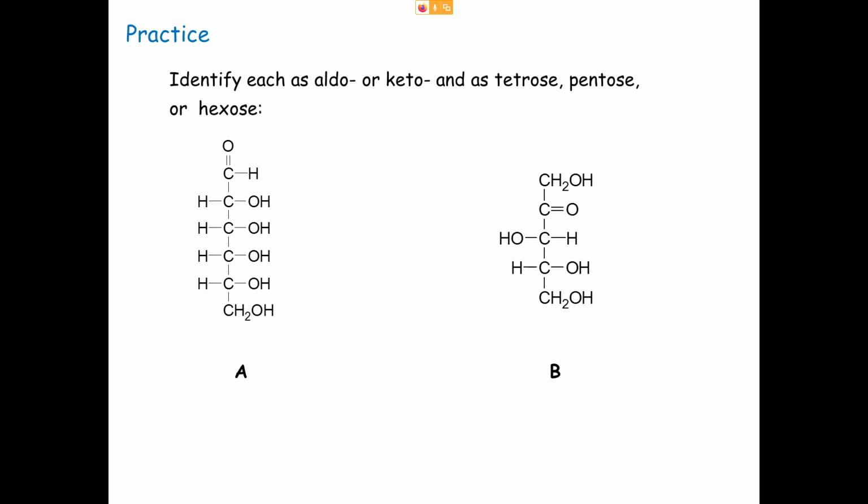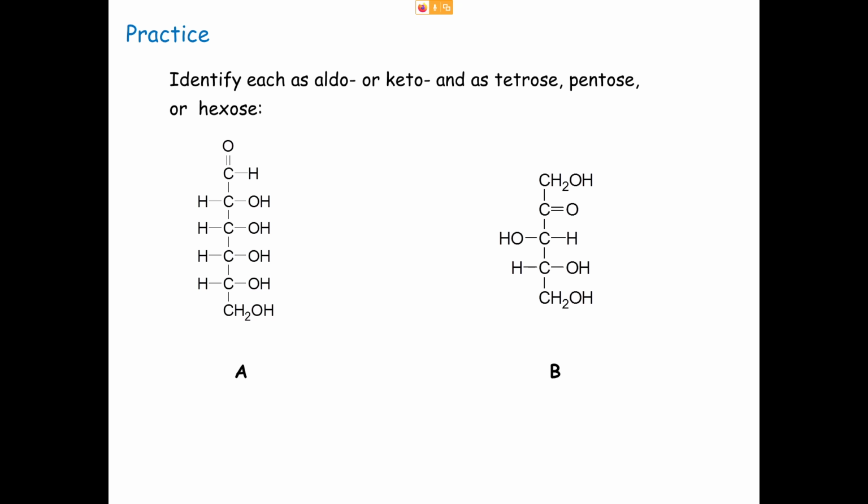Okay, so let's practice on 2 of these. The one on the left, first thing we want to do is identify is it an aldehyde or a ketone at the end, and count how many carbons it has. So the one on the left, what would you call it, the total name? Hexose? Okay, so it has 6 carbons, I agree. What else do you need to know? Aldohexose? It's an aldohexose, exactly.